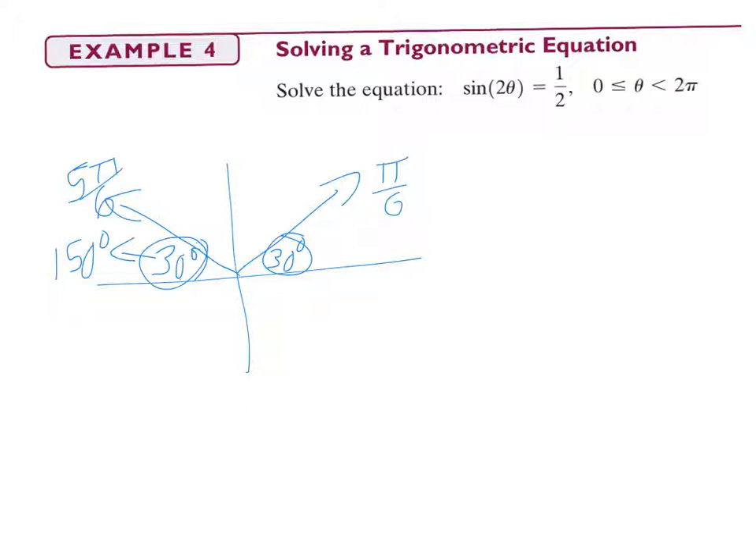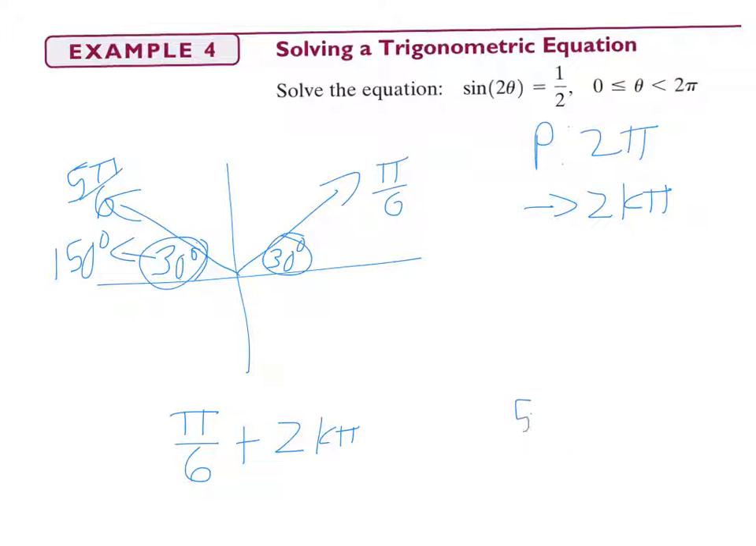But since sine is periodic with a period of 2 pi, that means if you added any multiple of 2 pi, with k being any integer, you would still get a sine of 1/2. So if you added this multiple of 2 pi to pi over 6, you would get 1/2 after you plugged it in. If you added this multiple of 2 pi to 5 pi over 6.